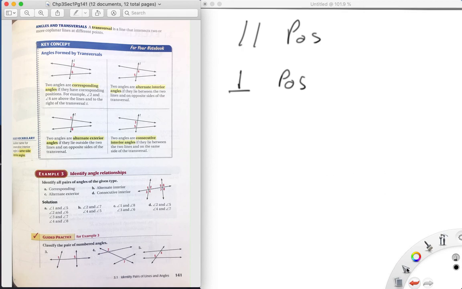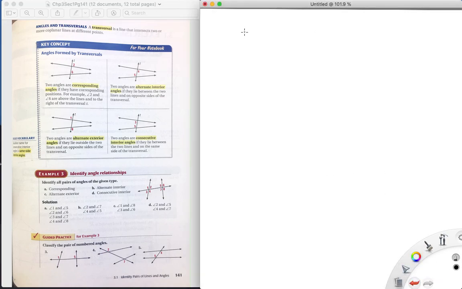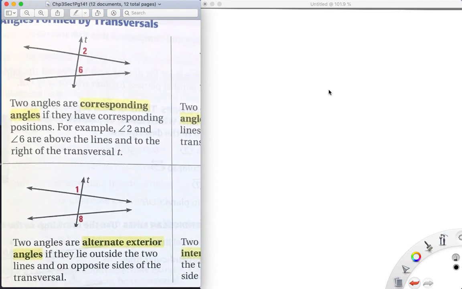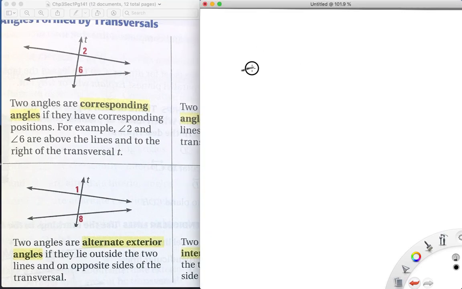Alright, some more definitions. We have here corresponding angles. And it says this: two angles are corresponding angles if they have corresponding positions. We have these two lines. We have this third line that cuts across both of them. If you notice number 2 and number 6, they're called corresponding angles because they are in the same position.